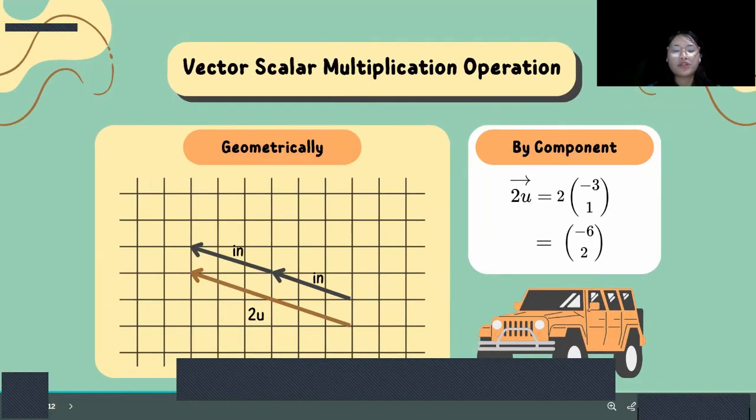Another important operation is scalar multiplication. A scalar is simply a real number. When we multiply a vector by a scalar, the magnitude of the vector changes. If the scalar is greater than 1, the vector becomes longer. If it is between 0 and 1, the vector becomes shorter. If the scalar is negative, the vector changes both its magnitude and its direction.